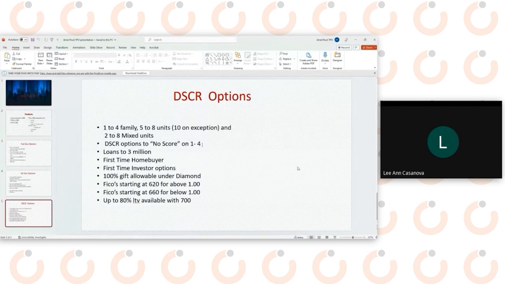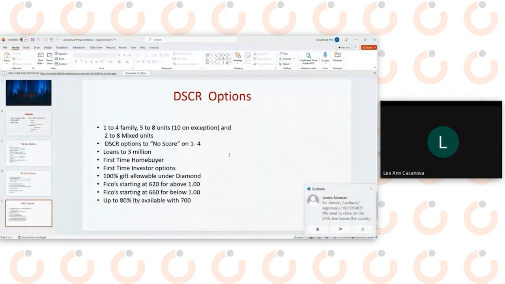That one requires a DSCR of 1.10, which I'll show you in a minute. But anyway, you've got FICO starting at 620 for above 1, and then below 1, you need a 660. And you can do up to an 80 LTV, and that's available up to a 700 FICO score. So that is kind of a quick high-level overview of the products that we offer here.